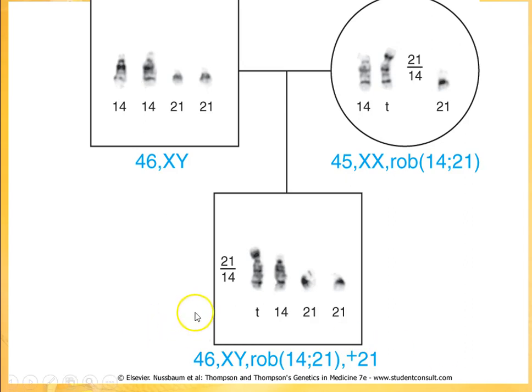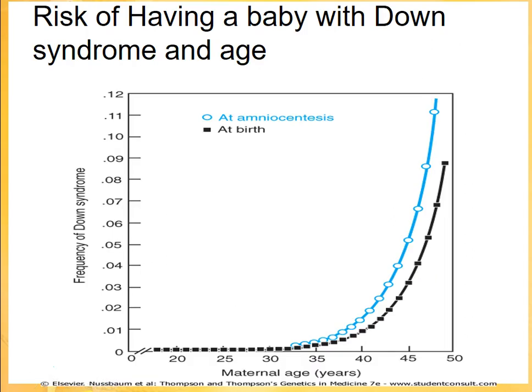So here we have an example of a Robertsonian translocation. Here's our 14 and 21 that are separate, and they undergo meiosis, and one parent gives 1 copy of 14 and 1 of 21. But here we have a 14, a 21, and a 14;21. And so if this parent donates this copy, then there's 1 copy, 2, 3 copies of 21, and this can result in Down syndrome.